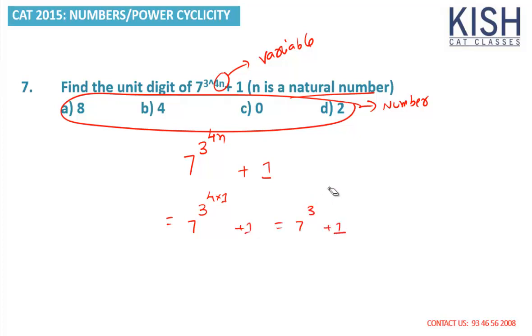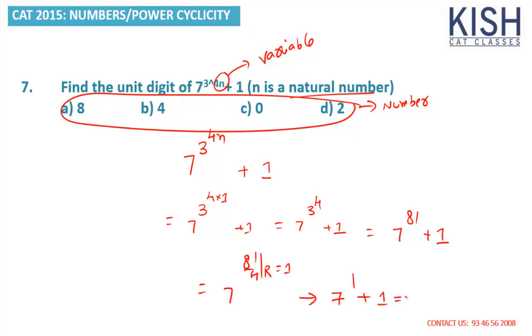3 power 4. Now 3 power 4 is nothing but 81. So 7 power 81 plus 1. 7 power 81 unit digit, that's what we need to find. 7 power 81 unit digit is very simple. For 7, the cycle size is 4. We will get 4 different unit digits, that is 7, 9, 3, 1. Now here 81, that's nothing but 7 power 81 by 4 remainder. So that is 1. So this number is down to 7 power 1 plus 1.